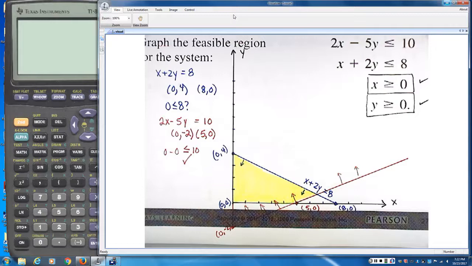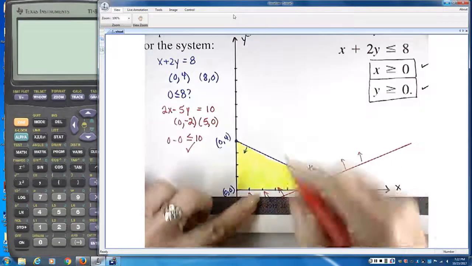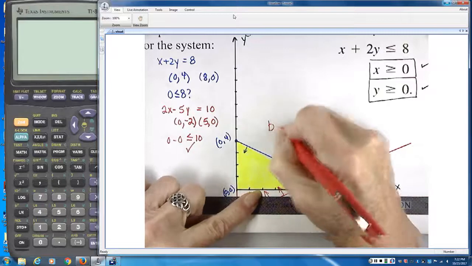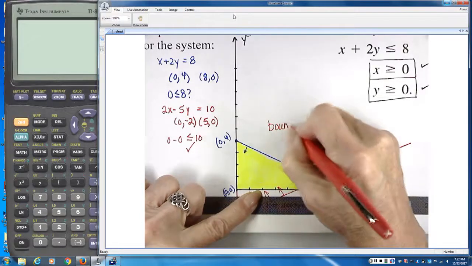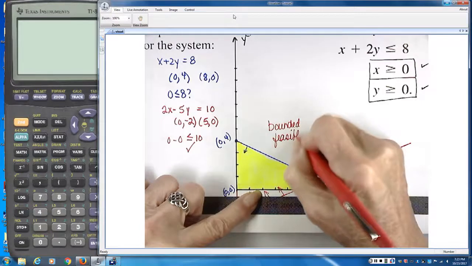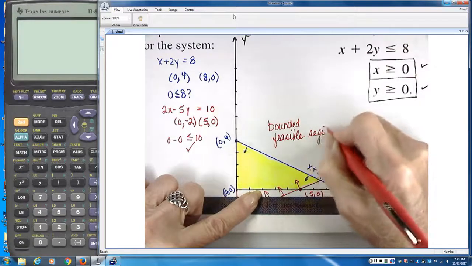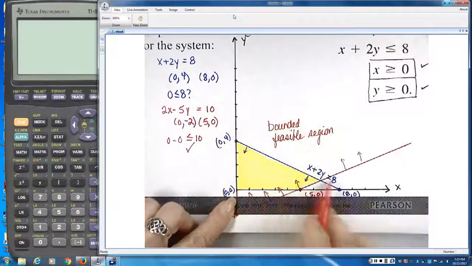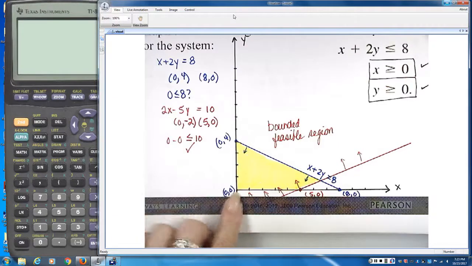And there's actually a name for this kind of region because there are 2 different kinds of feasible regions. This one is called a bounded feasible region, because it has boundaries on all 4 sides. Okay? It's actually closed in. So we're going to do an example now of one that's unbounded.